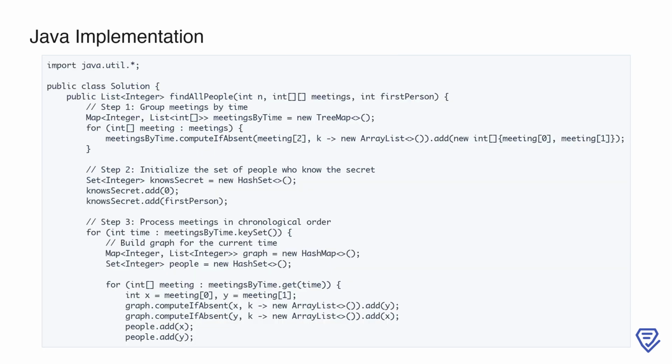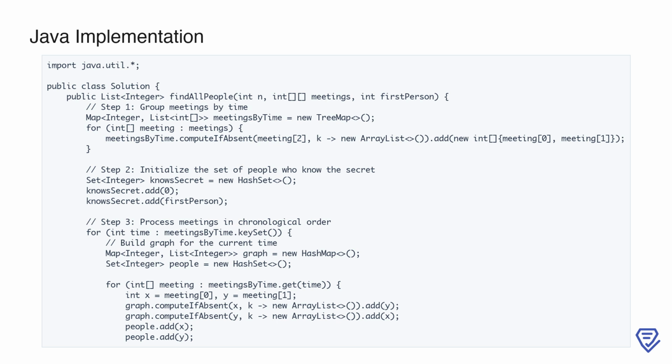Here, we begin by grouping the meetings by their scheduled time using a TreeMap, which ensures that the keys are sorted in ascending order. Each key in the map represents a specific meeting time, and the corresponding value is a list of pairs of people who are meeting at that time. This structure allows us to process the meetings in chronological order.